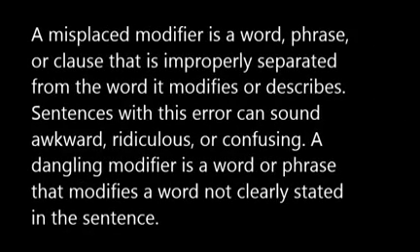A misplaced modifier is a word, phrase, or clause that is improperly separated from the word it modifies or describes. Sentences with this error can sound awkward, ridiculous, or confusing. A dangling modifier is a word or phrase that modifies a word not clearly stated in the sentence.